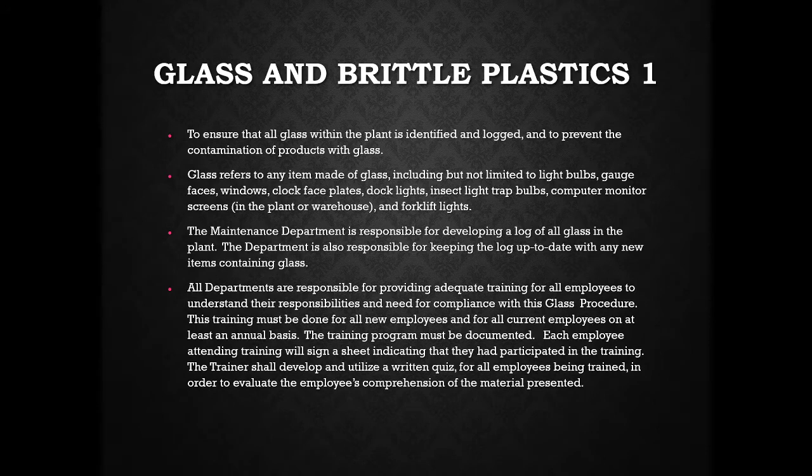Glass and brittle plastics. To ensure that all glass within the plant is identified and logged, and to prevent the contamination of products with glass. Glass refers to any item made of glass, including but not limited to light bulbs, gauge faces, windows, clock face plates, dock lights, insect light trap bulbs, computer monitor screens in the plant or warehouse, and forklift lights.